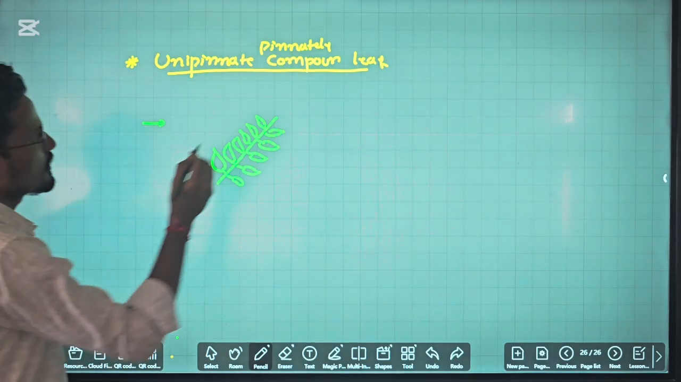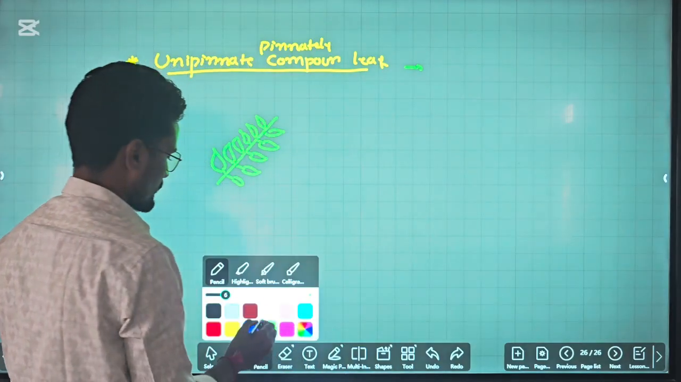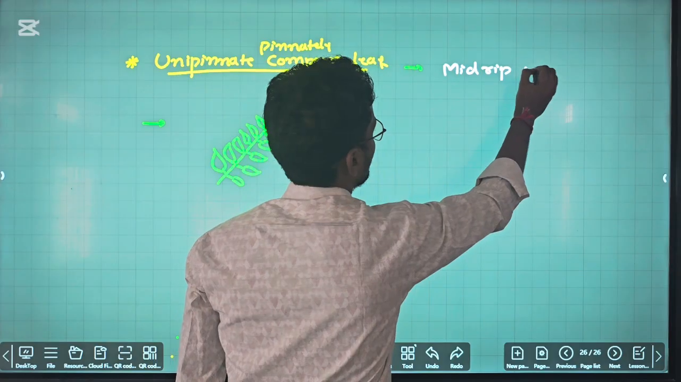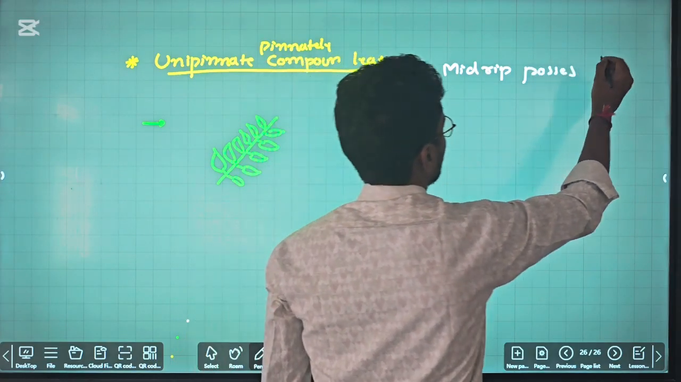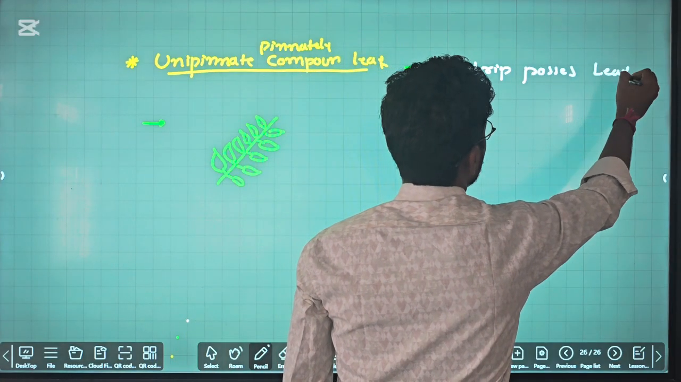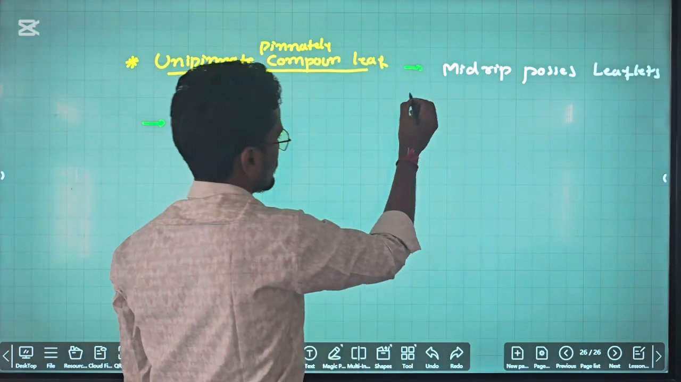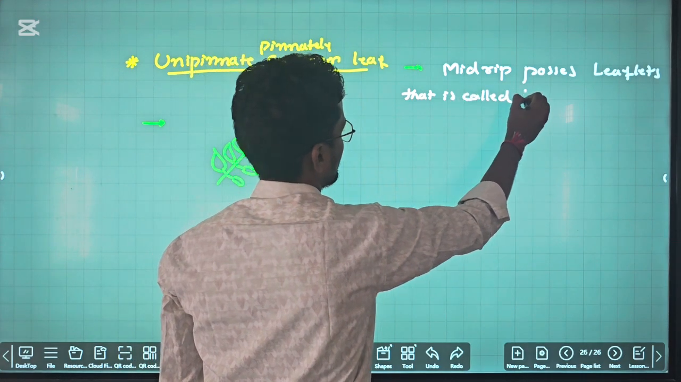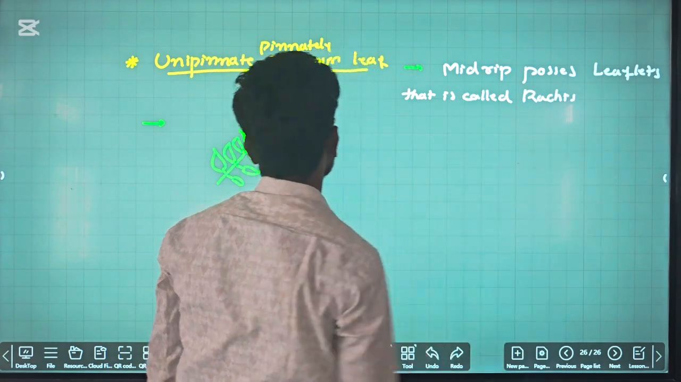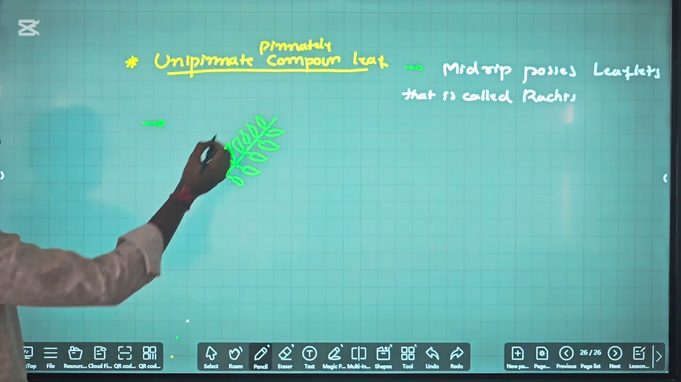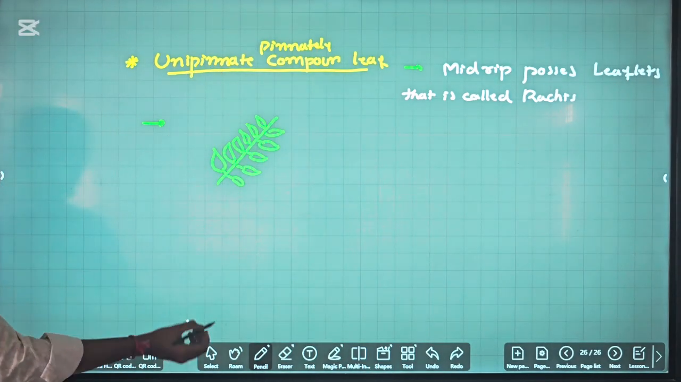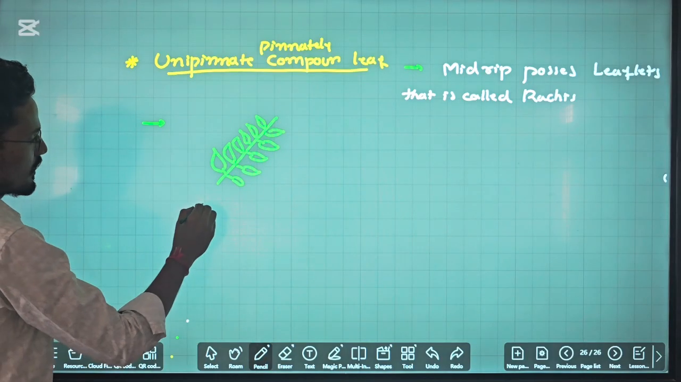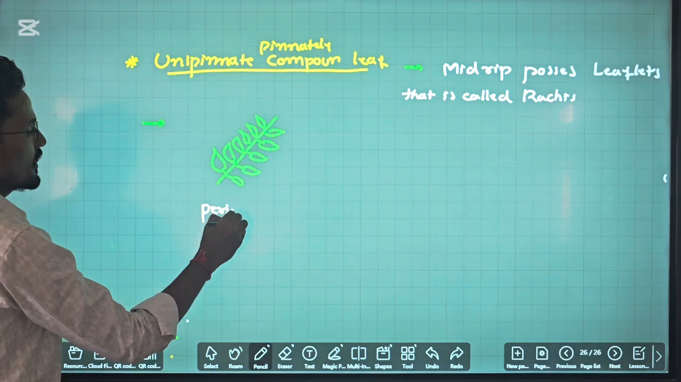In this unipinnate, you can write the definition here: on a rachis, the midrib possesses leaflets, that is called the rachis. Okay, if the unipinnate leaf has no leaflet at the top of the leaf, that is called a paripinnate.